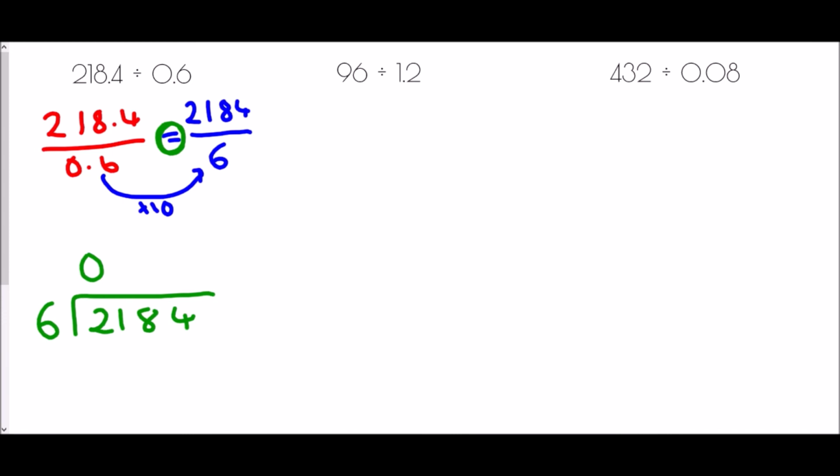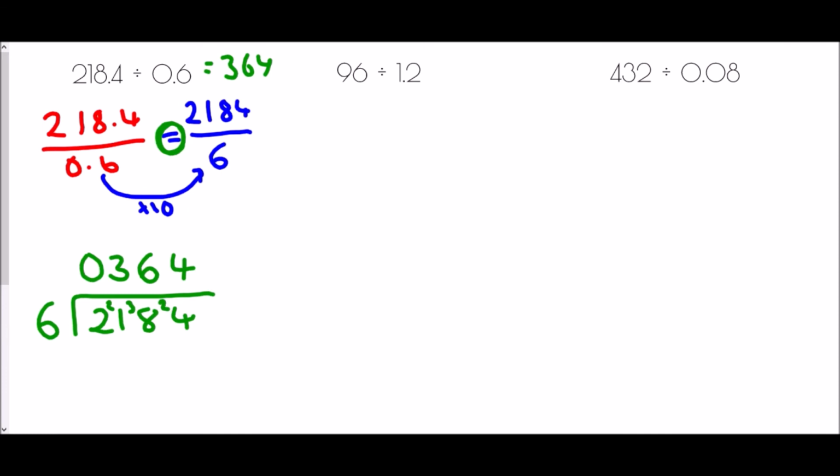Well, it doesn't, with 2 left over. 6 goes into 21 3 times, with 3 left over. 6 goes into 38, goes in 6 times because that makes 36. That means we have 2 left over. How many 6s go into 24? It is 4. And so my answer is 364.